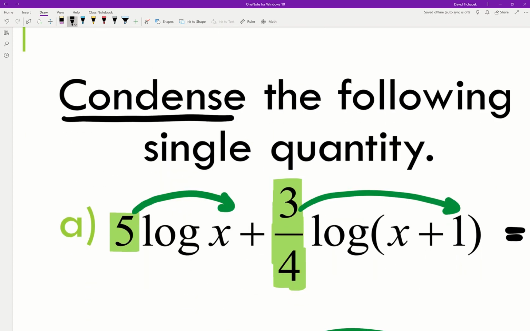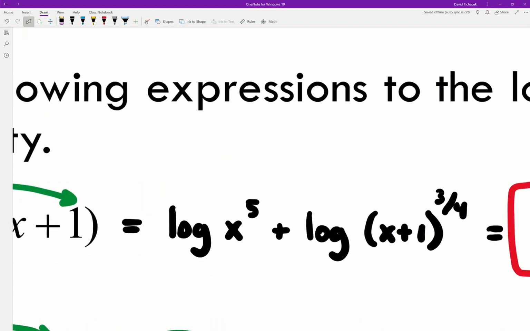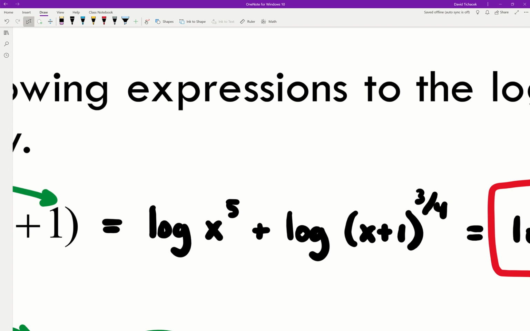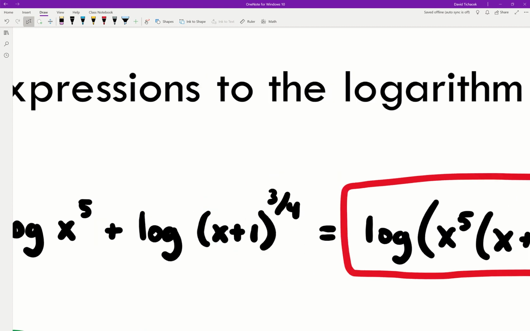Okay, and so here in this first example, you have 5 times the common log of x plus 3/4 times the common log of x plus 1. We're going to use our power property first to write those as exponents on our inputs. Okay, and so we're going to have the common log of x to the 5th plus the common log of x plus 1 to the power of 3/4. And now because I'm doing the sum of two logs, I can condense that down into a single log by remembering to find the product of the inputs of these two logs individually here. So that would be the single common log of x to the 5th times that quantity x plus 1 to the power of 3/4.